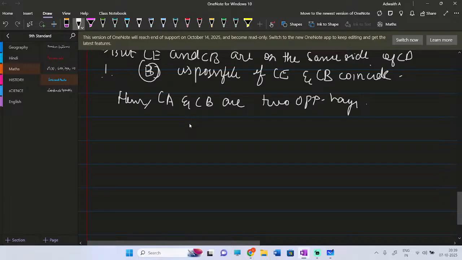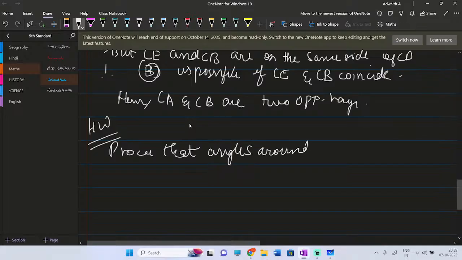We can do some questions, I think. There is one more theorem. The sum of all angles around a point is equal to 360 degrees. That is homework. Prove that angles around a point is 360 degrees. Very easy question.